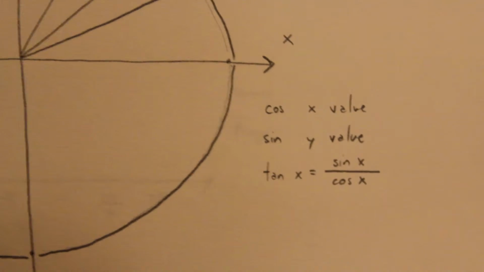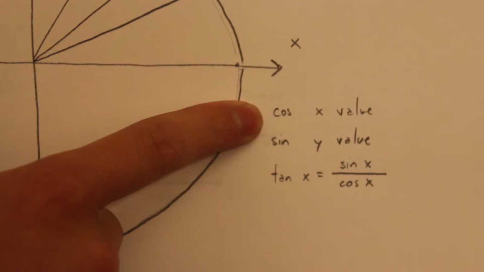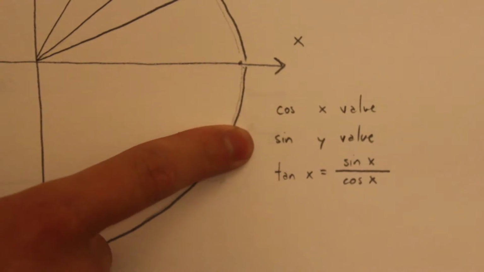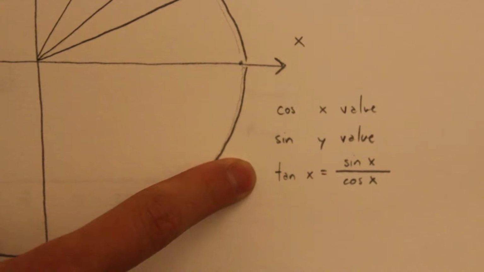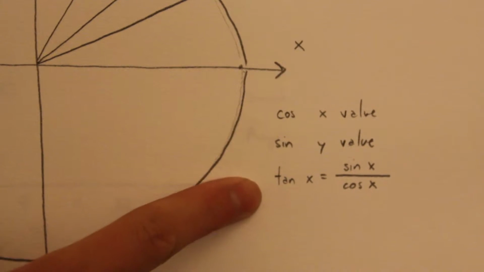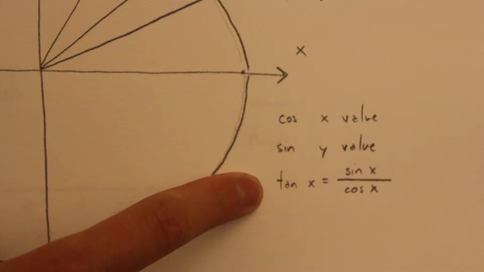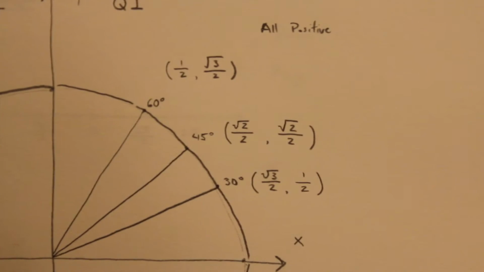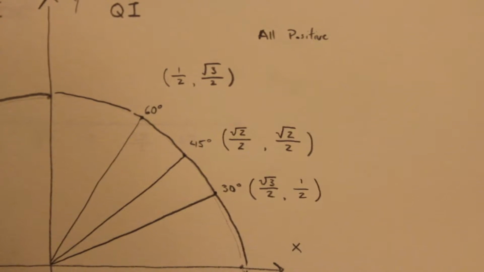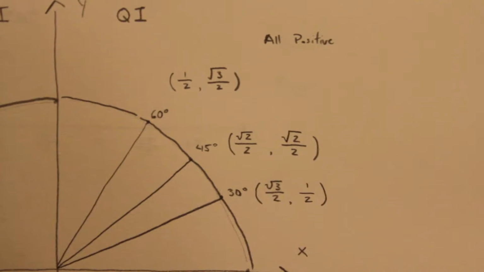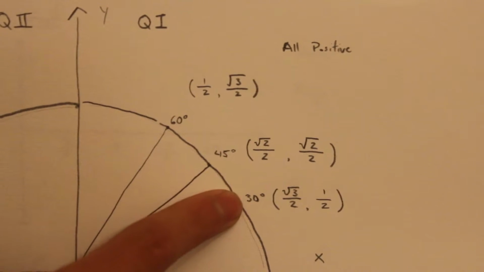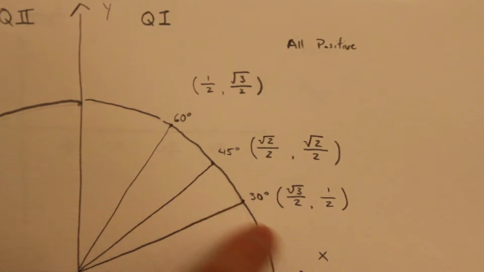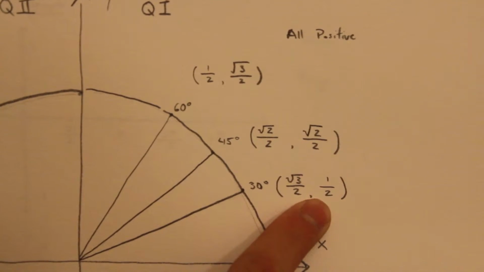When talking about the unit circle, cosine refers to the x value, sine refers to the y value, and tan x equals sine x over cosine x, where x equals the angle, either in degrees or radians. If you are already in a trigonometry class, these values should look familiar to you. For example, the sine of 30, which refers to the y value, is equal to 1/2.